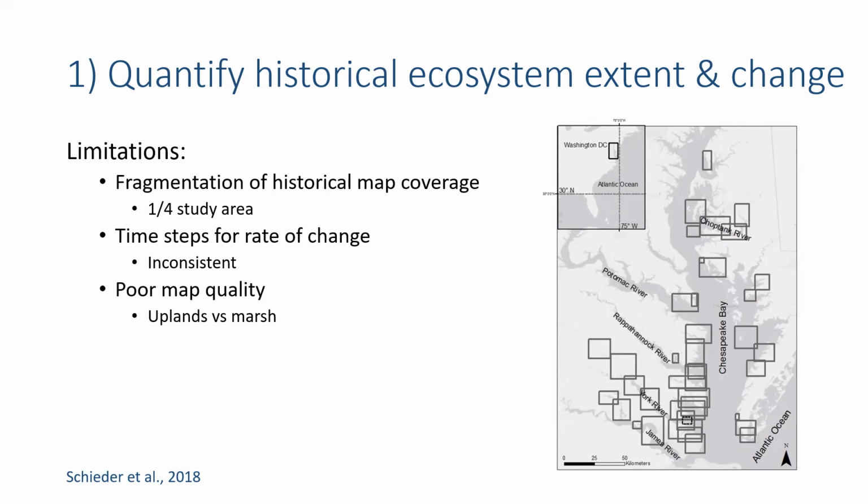Another limitation is the time steps available for calculating the rate of change. So that is totally reliant on how many repeat surveys were recorded in that area. In some places that could be 2 maps, and other places that could be 5 maps, which does change how you compare between sites. There also are issues with map quality. So in some of these areas, where there's a lack of coverage, it could be that there were maps there, but they were of such poor quality that you couldn't distinguish between uplands and marsh within that map, and so they were unusable for this study. But overall, a really neat application of the historical maps.